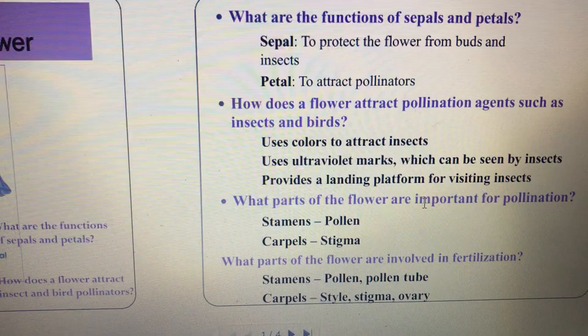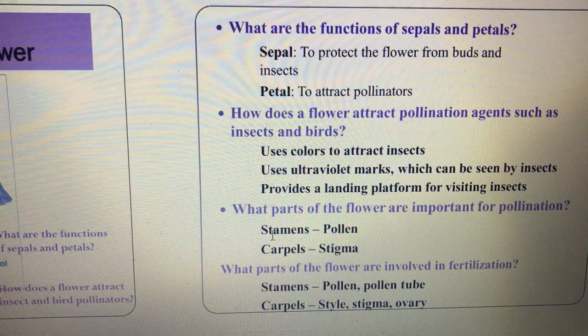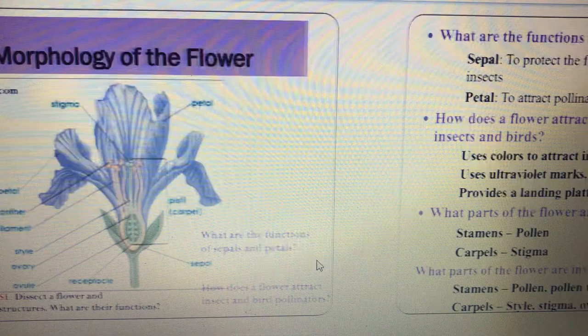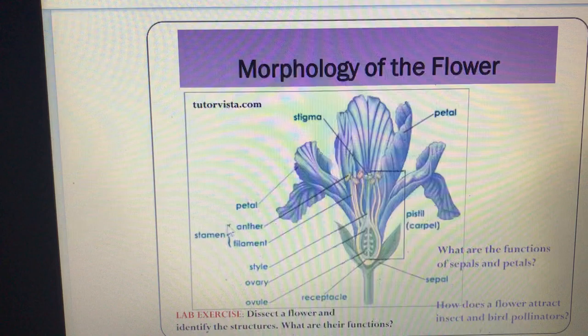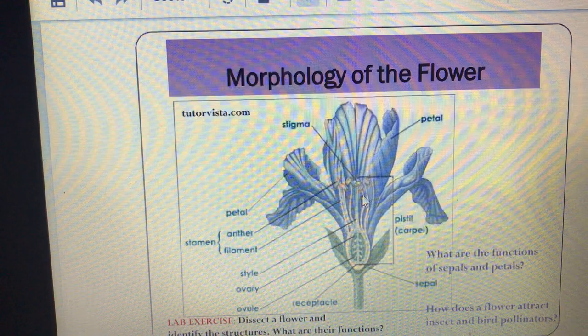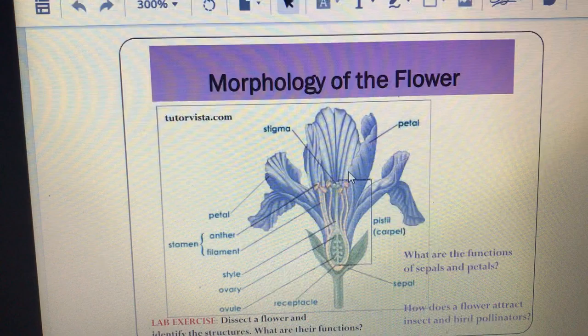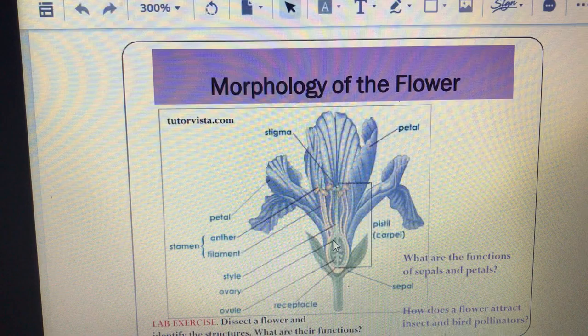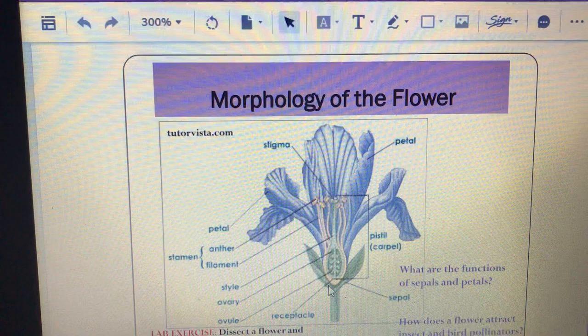So what parts of the flower are important for pollination? The parts of the flower that are important for pollination are the stamens and the carpels. The stamens have pollen, and the carpels have the stigma. So let's see this picture again. Remember the stamen is the male reproductive organ. The anther and the filament make up the stamen, and they're both located here. All of these are stamens together, and this is where the pollen would be stored. And the carpel, or the pistil, which is another name for it, this whole section over here is the carpel or pistil, which is the female reproductive organ.